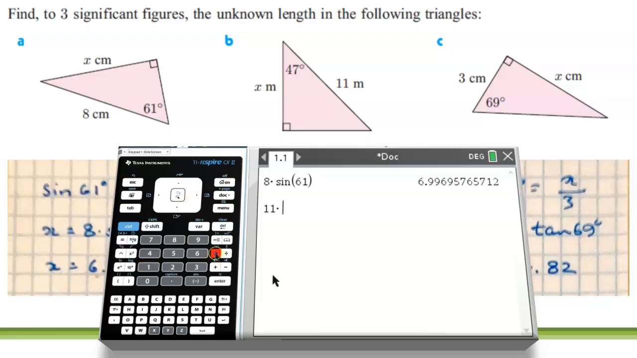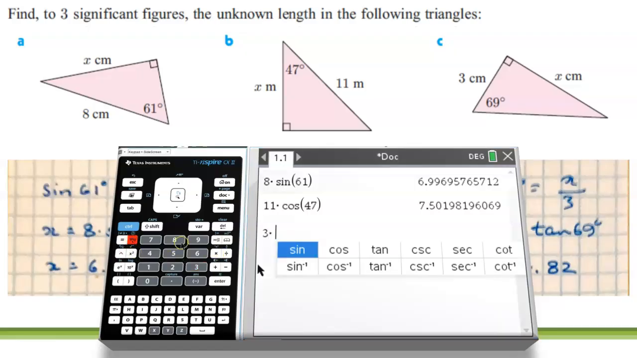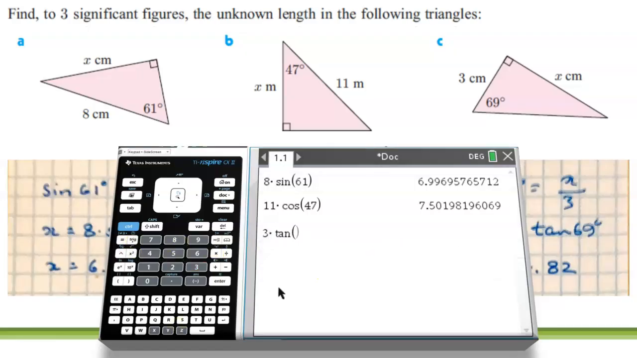Second case, it was 11 times the cosine of 47 degrees. That yielded that answer. And lastly, it's going to be 3 times the tangent of 69 degrees. And just hit enter, and it will give you the answer that we need. And we'll deal with rounding off issues later on.